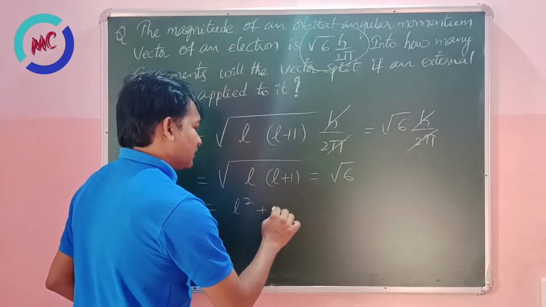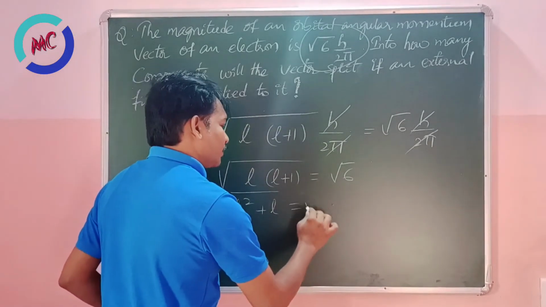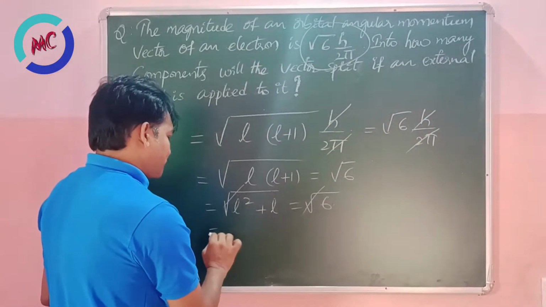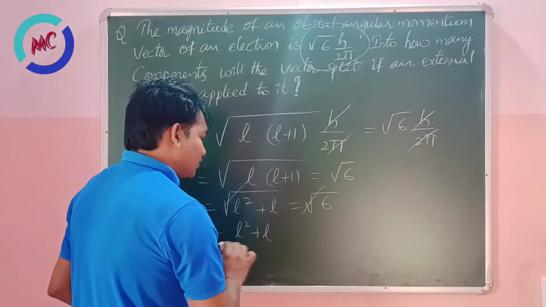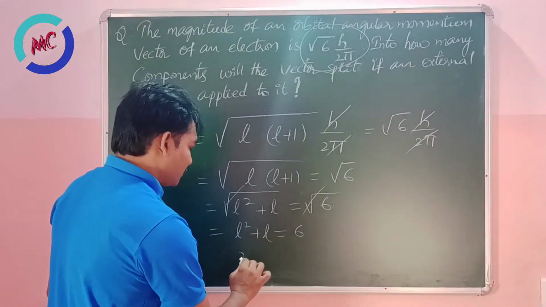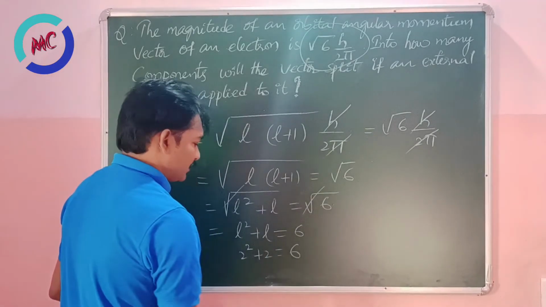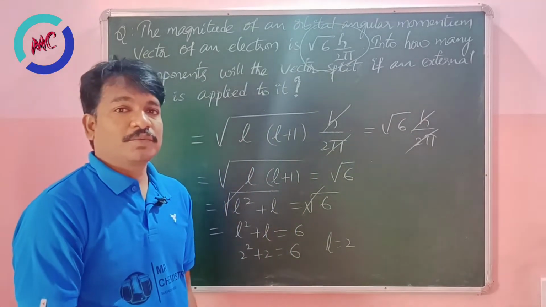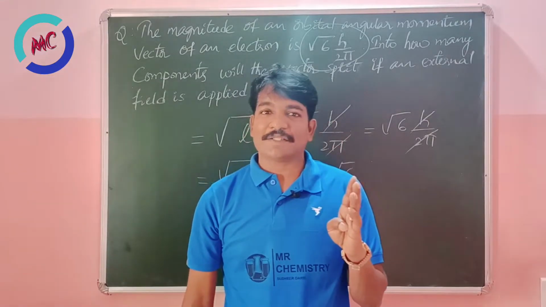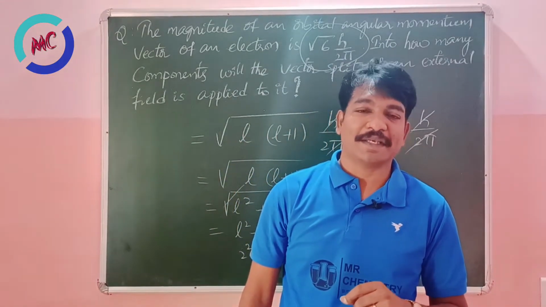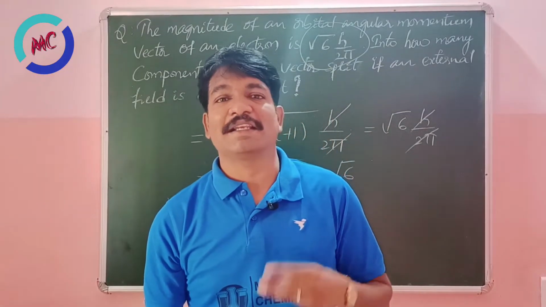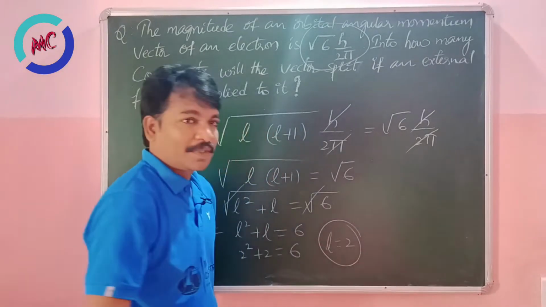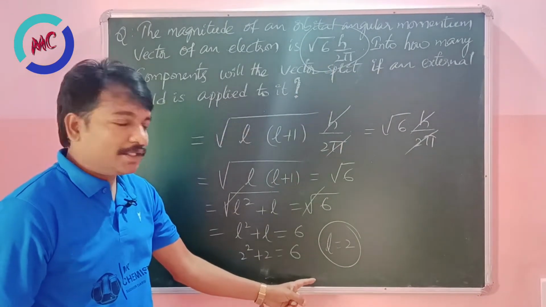If you simplify this, we get L square plus L is equal to root 6. The roots get cancelled with each other. Then L square plus L is equal to 6. It is nothing but 2 square plus 2, that is equal to 6. That means the L value is equal to 2. If L is equal to 2, what is the orbital? If L is equal to 0, s orbital; L is equal to 1, p orbital; L is equal to 2, d orbital; L is equal to 3, f orbital. Now our L value is 2, calculated from the given data.